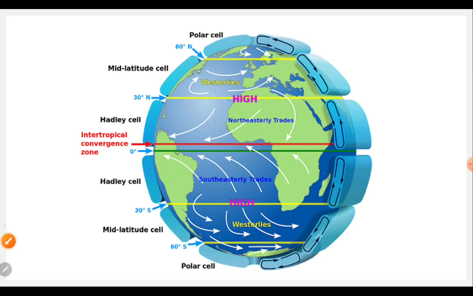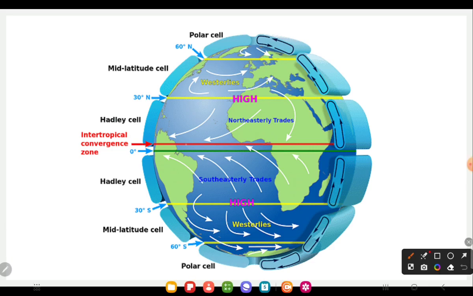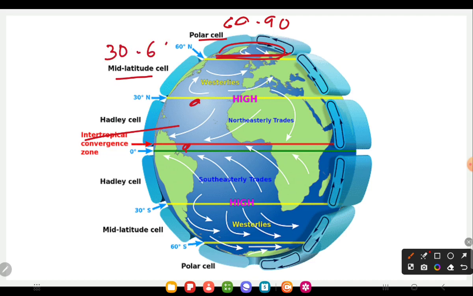So here, as I told you, the equatorial region is known as the Hadley cell, this is known as the mid latitude cell or the Ferrel cell, and this is known as the polar cell, from the subpolar to the polar region, and its range is from 60 to 90 degrees. The Ferrel cell is from 30 to 60 degrees, and this one is from 0 to 30 degrees.